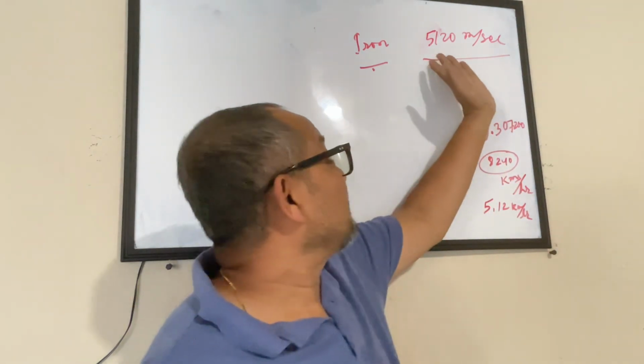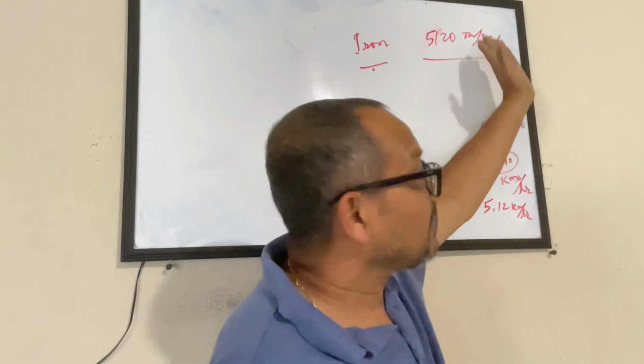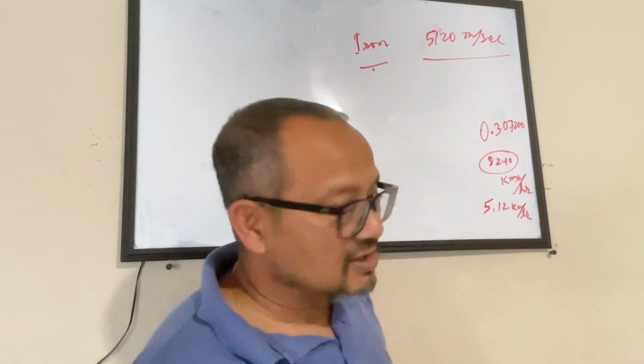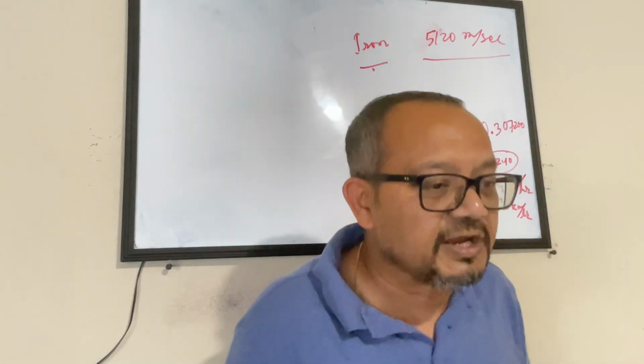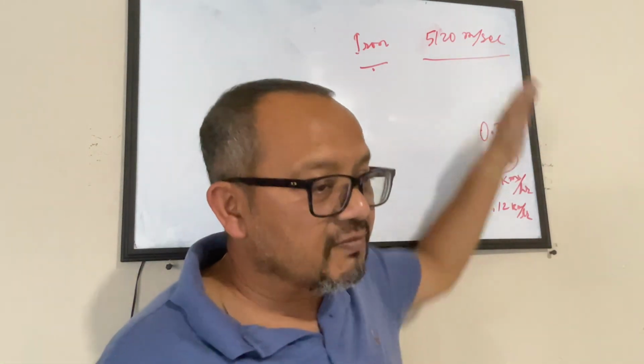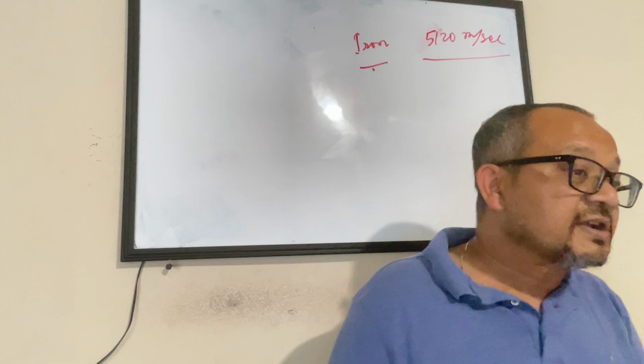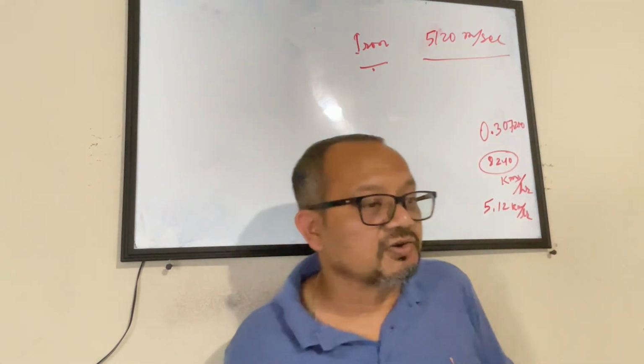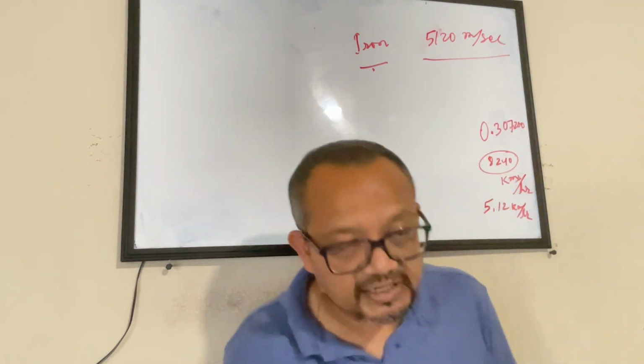The speed is 5120 meter per second. So every second it travels this many meters. Find out the speed in kilometer per hour. Give it a try, Gitesh, okay? Even if you think this is something that you don't know at all, still try doing something.